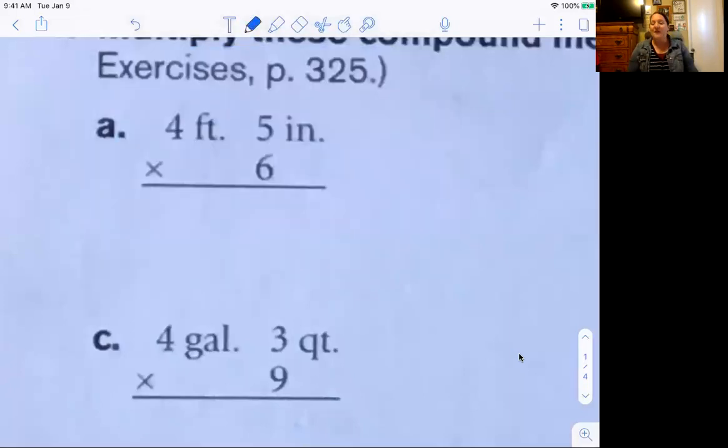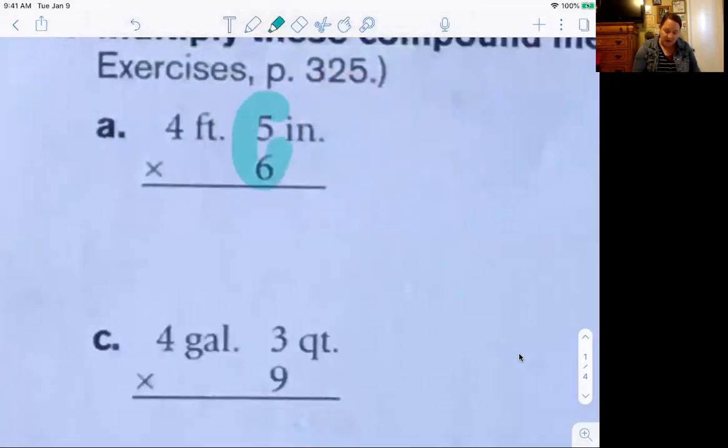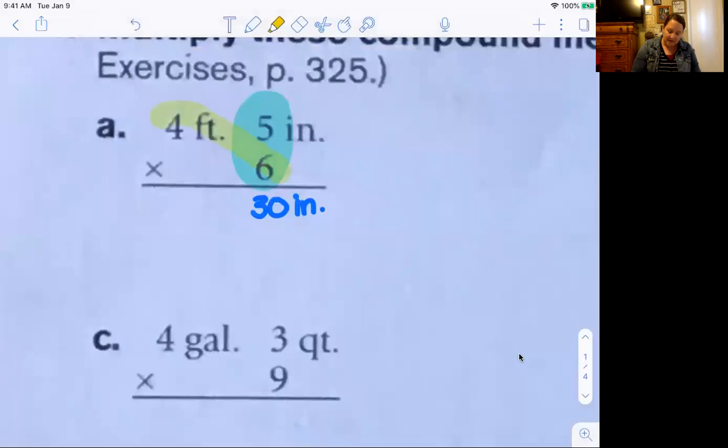We have 4 feet, 5 inches times 6. First thing we're going to do, and I'm going to use a highlighter here. First thing we're going to do is 5 times 6. What is 5 times 6? 30. So we're going to put 30 inches. Then we're going to multiply, get a different color here, 6 times 4. What is 6 times 4? 24. So we have 24 feet.